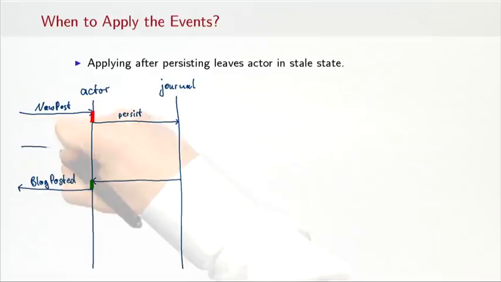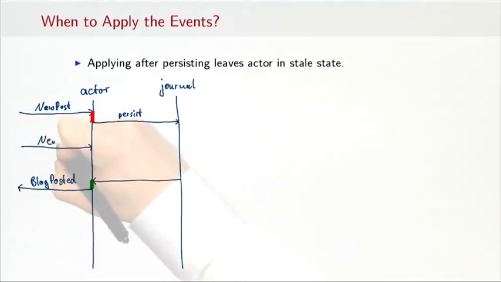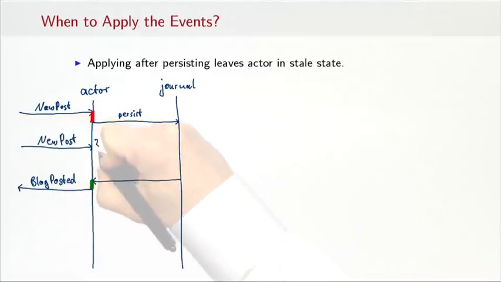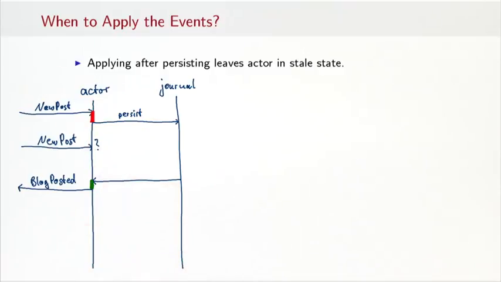Now the interesting question is, what happens with a request that comes in between these? When using the persist method to make this round trip via the journal, the persistent actor trait switches this actor in a sort of deaf state, or in a state where it does not receive new messages. This means that the new post message that came in at this point in time will not be handled until the previous process has been completed.